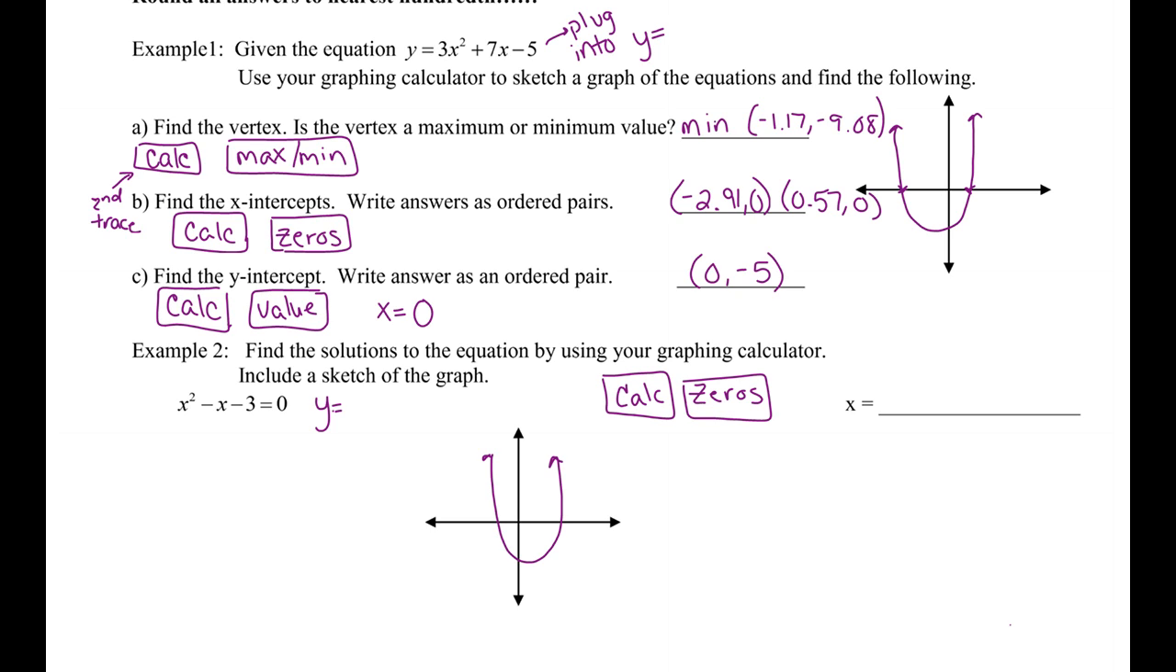Because it's asking us to find the zeros and not the intercepts, we do not have to write our answer as an ordered pair. So we can simply say the answer is -1.3 and 2.3. Please take a look at example 3 on the next page.